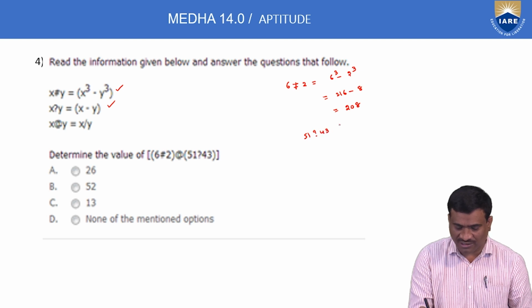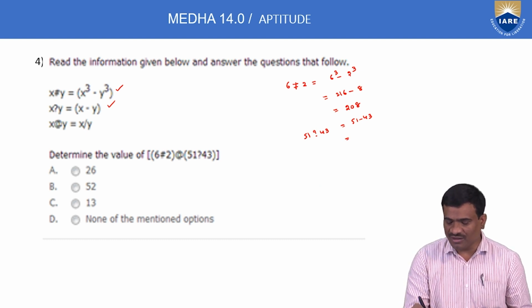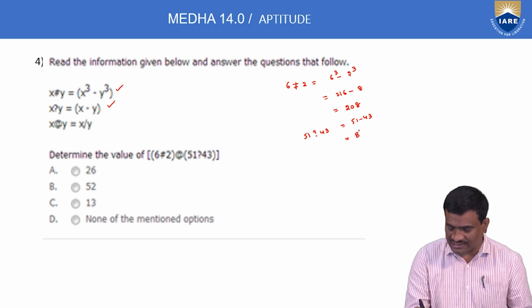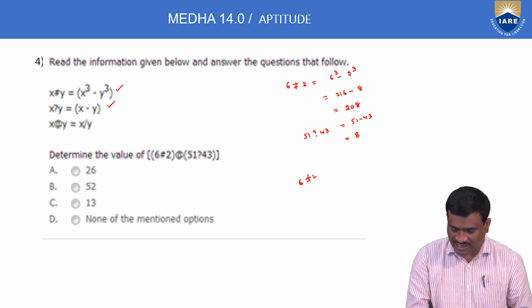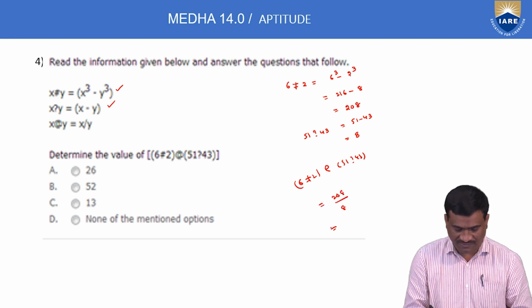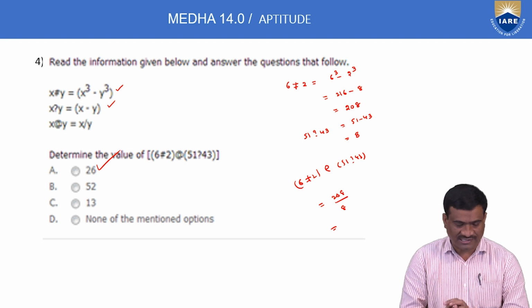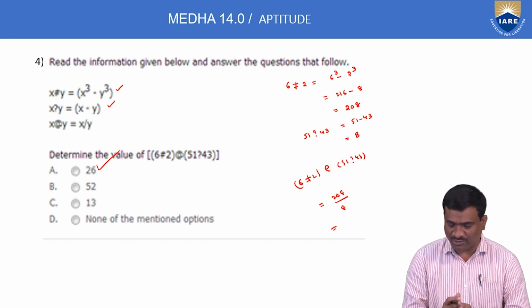Second bracket value: 51 question mark 43 is 51 minus 43, which is 8. Next part, 6 as 2 at the rate 51 question mark 43 is equal to 208 by 8, and 208 by 8 is equal to 26. Option A only is correct. This is called a statement-wise example, but it is easy. Here only the calculation part is important.